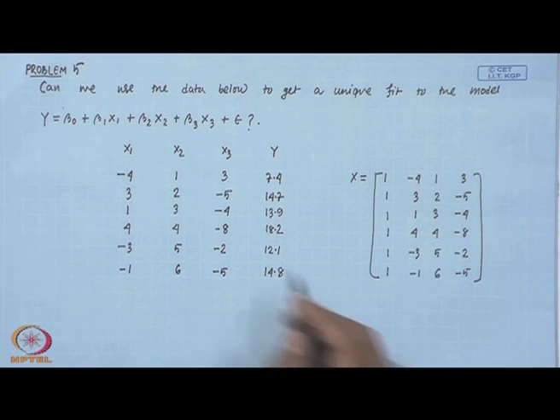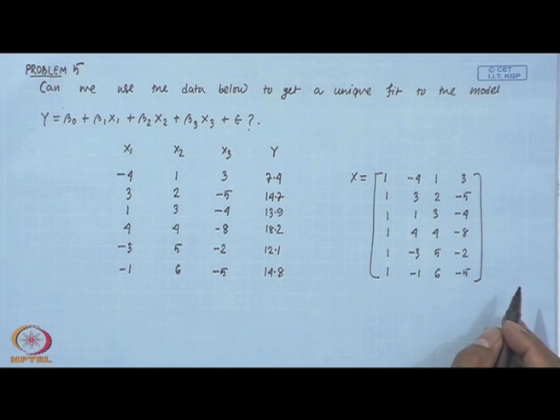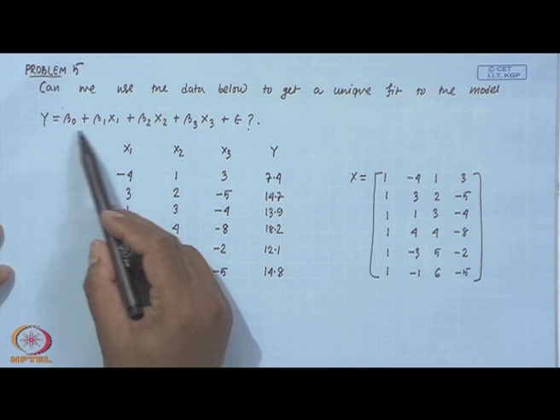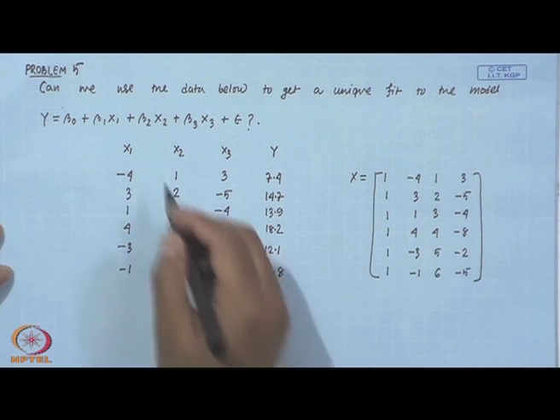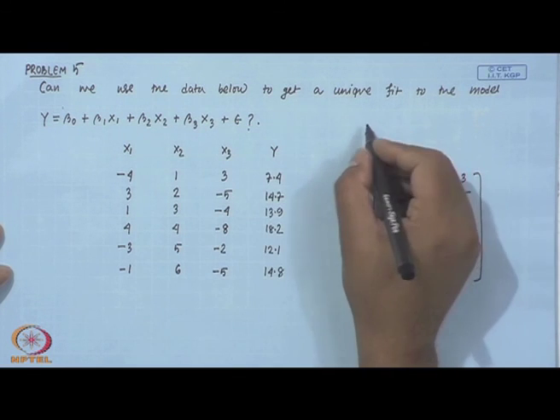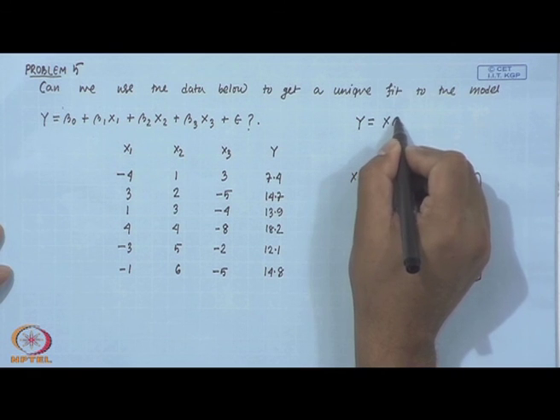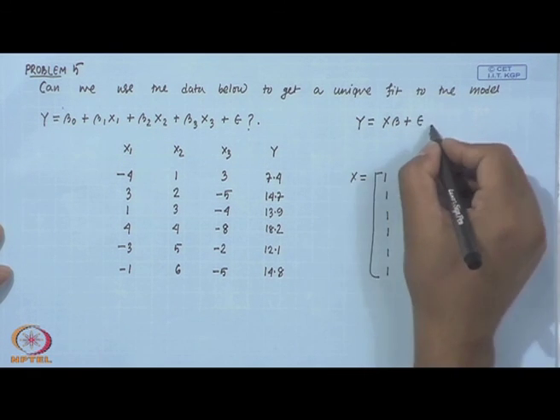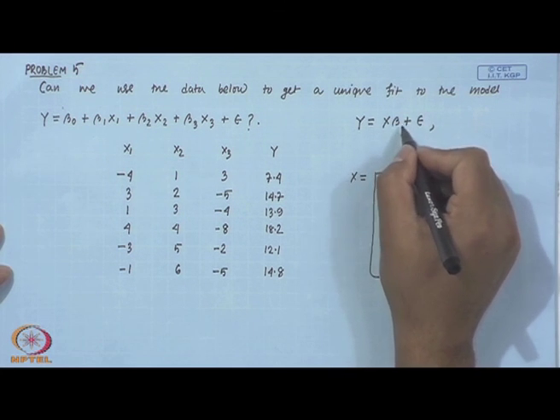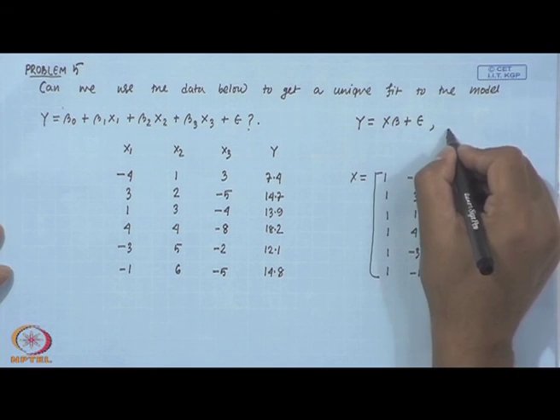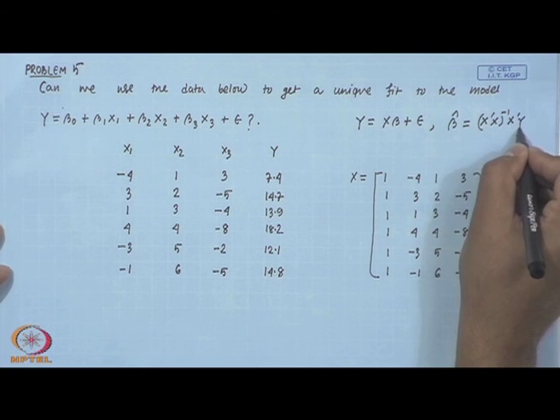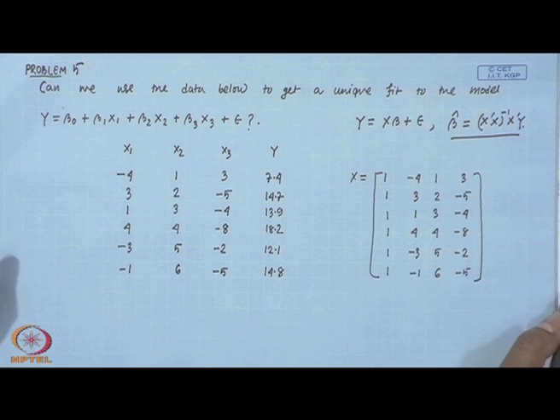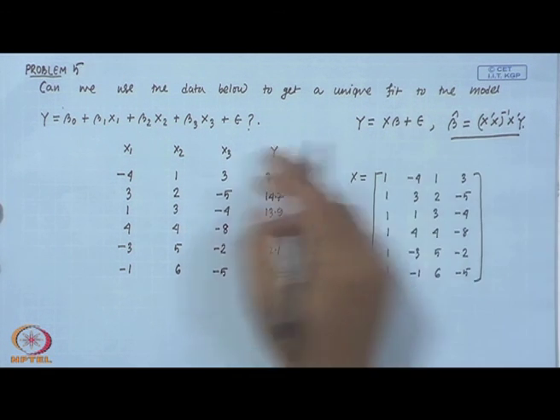Okay. So, you look at the data carefully. This involves how many parameters? It has 1, 2, 3, 4 parameters, and we have this data. So, it is a multiple linear regression model with 3 regressors, right. So, you can write it in the form y equals X beta plus epsilon, and we know how to estimate these regression coefficients uniquely. We know that beta hat is equal to (X prime X) inverse X prime y. So what is the problem here? Why does it say, can we use the data below to get a unique fit to the model? Why not?